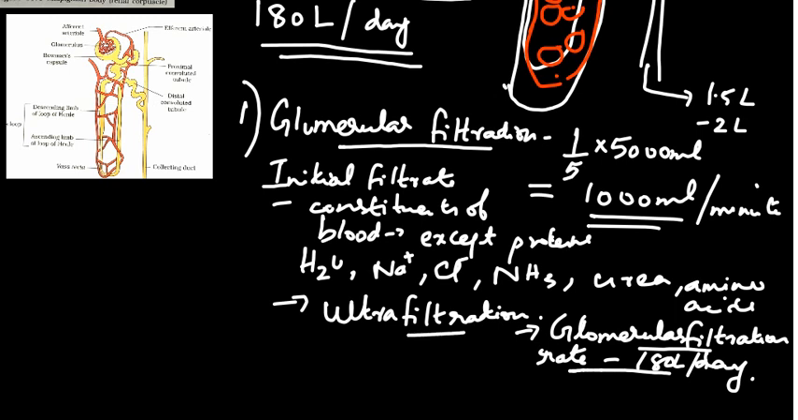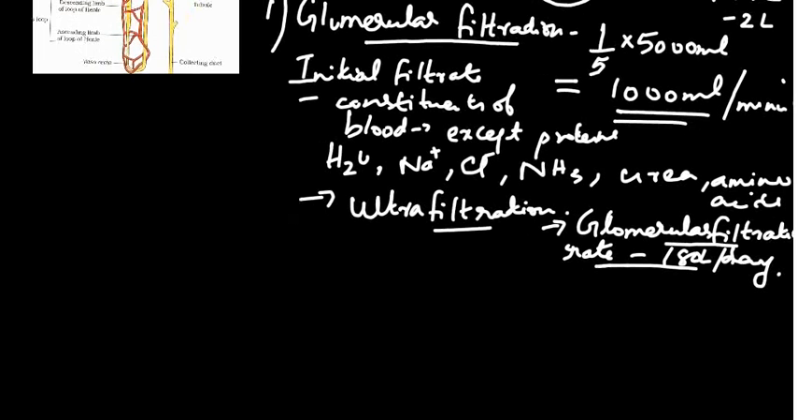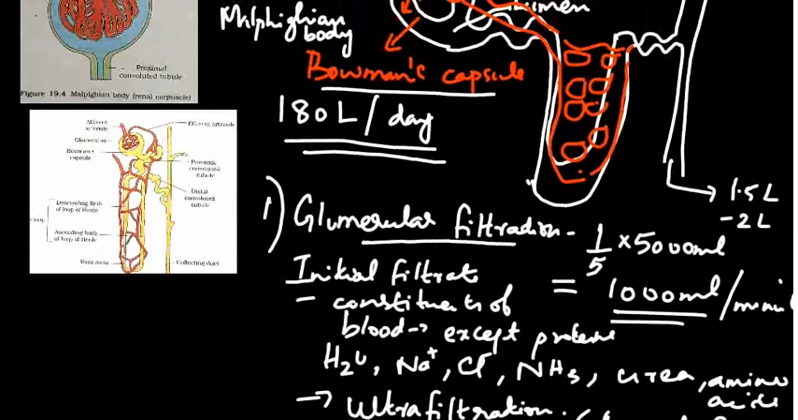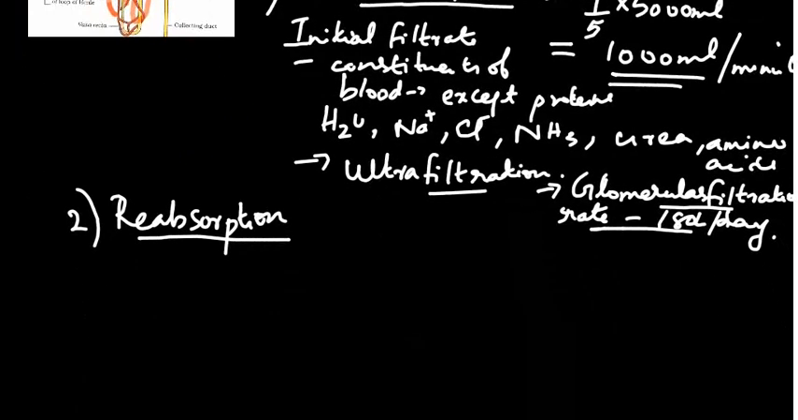The second process that takes place is reabsorption. Reabsorption means whatever useful substances are present in this initial filtrate will be absorbed back by the blood as the filtrate passes through these kidney tubules. The vasa recta and the capillaries surrounding them will take back the substances that are useful for the blood. So that happens during reabsorption.